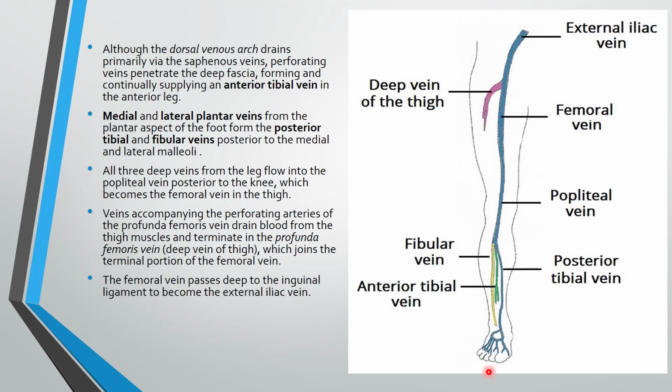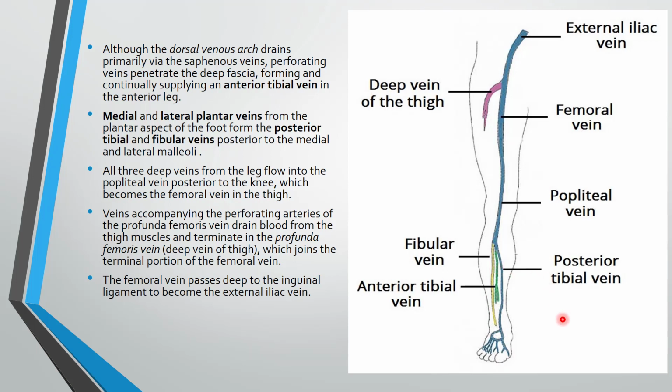I will revise again. See here, we have discussed two types of superficial vein. One was great saphenous and one was small saphenous. Those superficial veins drain the blood from superficial into the deep veins through perforating veins. What are deep veins? Deep veins are those veins which are present deep to the deep fascia accompanying the arteries. So the first deep vein is the anterior tibial vein, present on the anterior aspect of the leg.